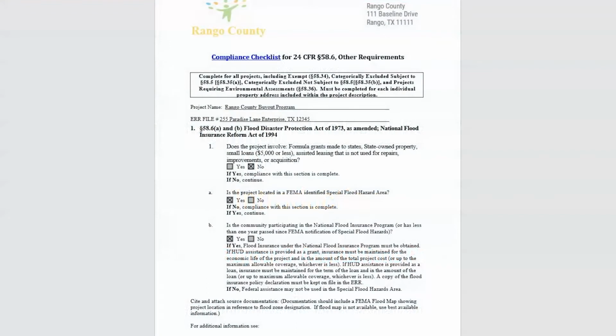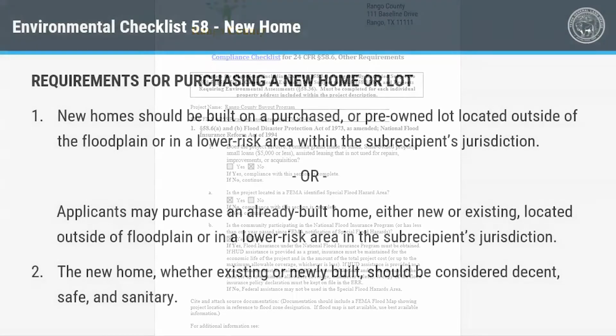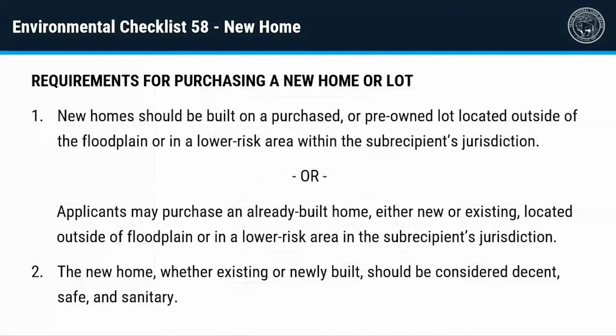For applicants to be eligible for buyout and acquisition incentives for down payment assistance or buyout incentives, the applicants must follow certain requirements in the new home or lot they are purchasing with CDBG-DR funds. The first requirement is that the new home should be built on a purchased or pre-owned lot located outside of the floodplain or in a lower risk area within the subrecipient's jurisdiction. Alternatively, the applicant can purchase an already built home, either new or existing, located outside of the floodplain or in a lower risk area in the subrecipient's jurisdiction.